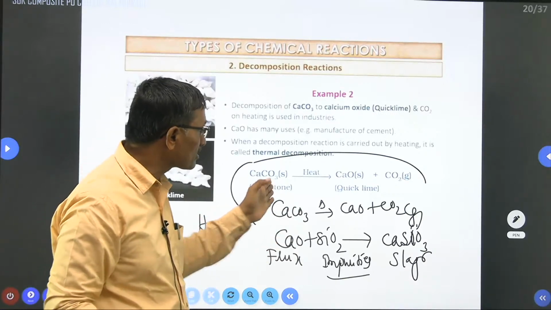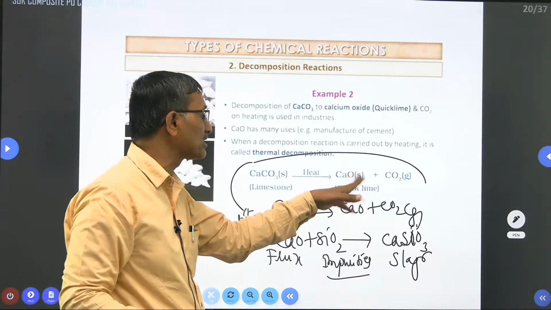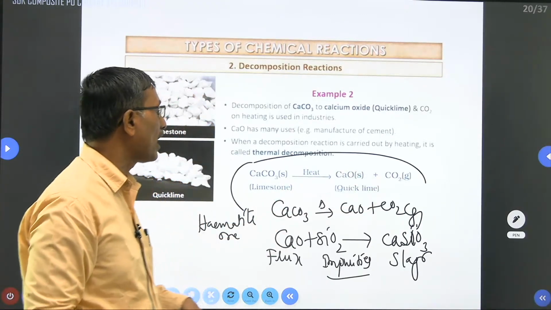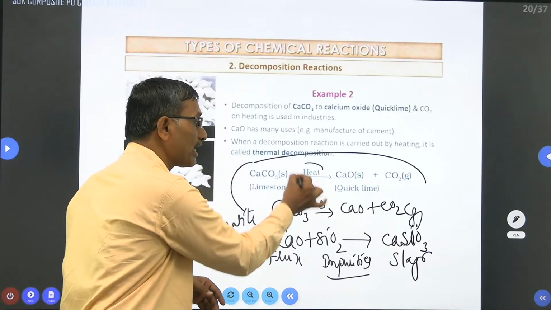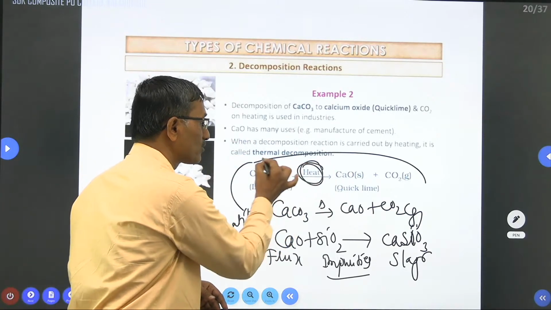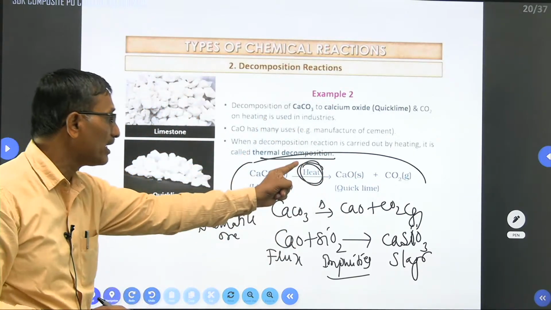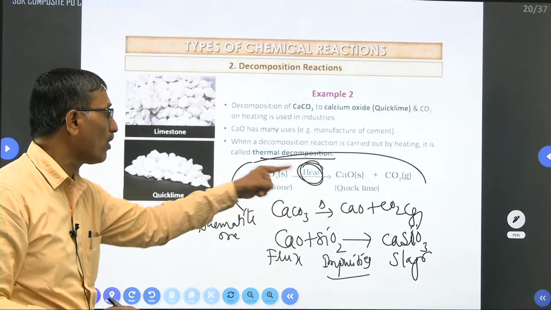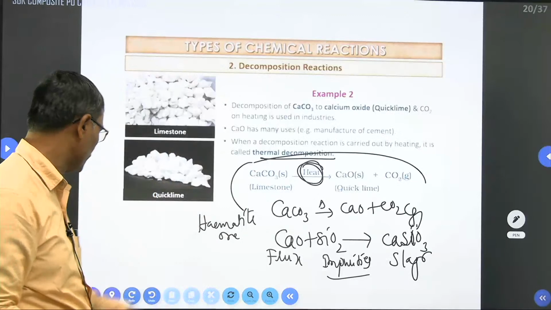It means that this limestone undergoes decomposition and gives rise to two simple products. One is quicklime, another one is carbon dioxide. Therefore, this is carried out by using heat. Heat is required. That is why it is known as thermal decomposition reaction. Heat is required to carry out this reaction, to break down the calcium carbonate.